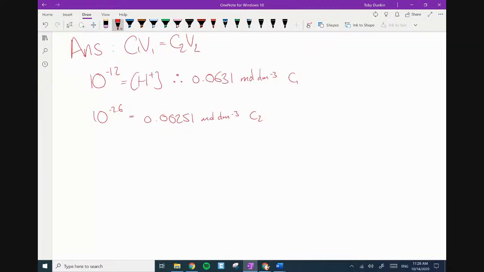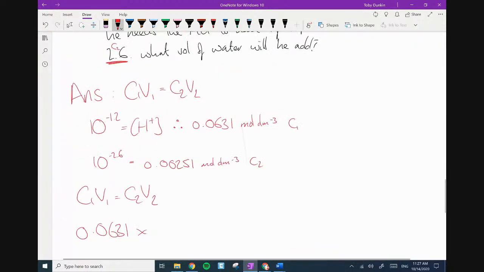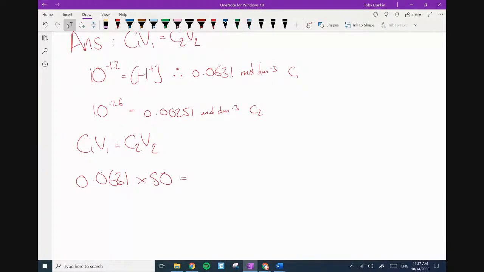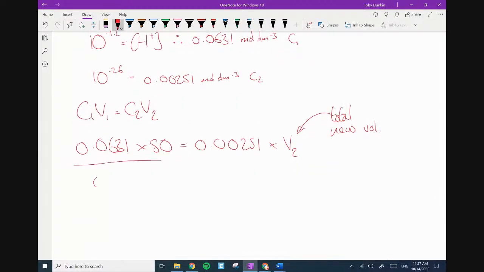Now there's an extra kicker on this. So C1V1 equals C2V2. Input my numbers. C1 is 0.0631 multiplied by V1. What was his original volume? 50 centimeters cubed, equals C2V2. C2 is 0.00251 times V2. Now remember, there's a clause here. That's the total new volume. So reorganize: divide both sides by the new concentration.